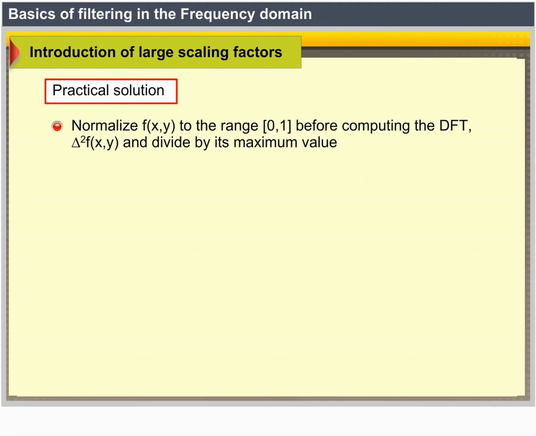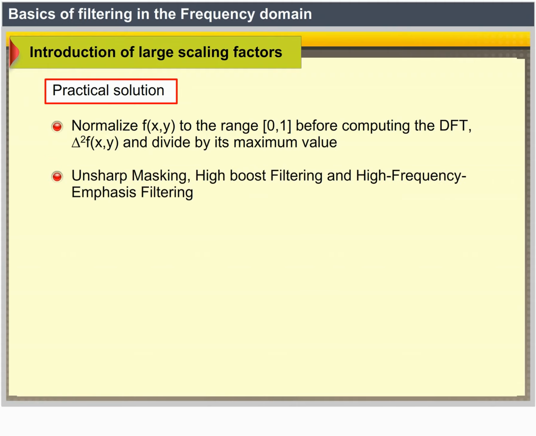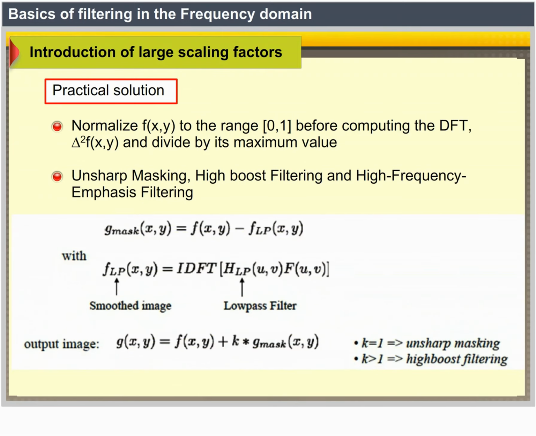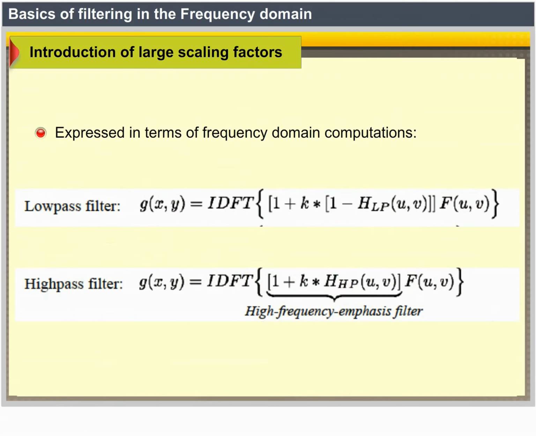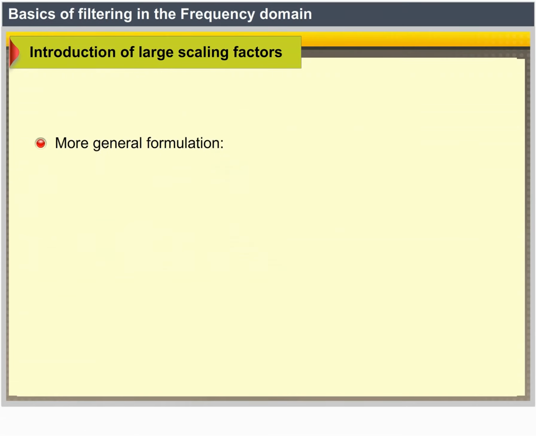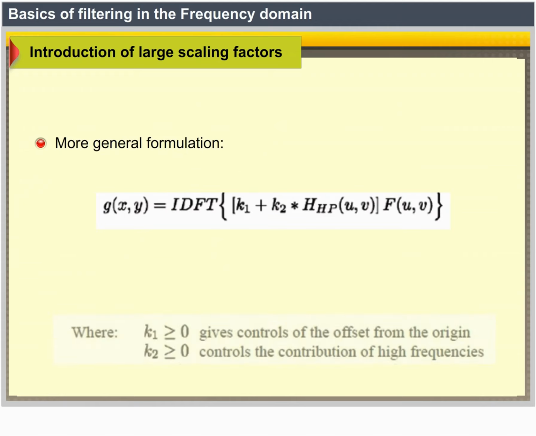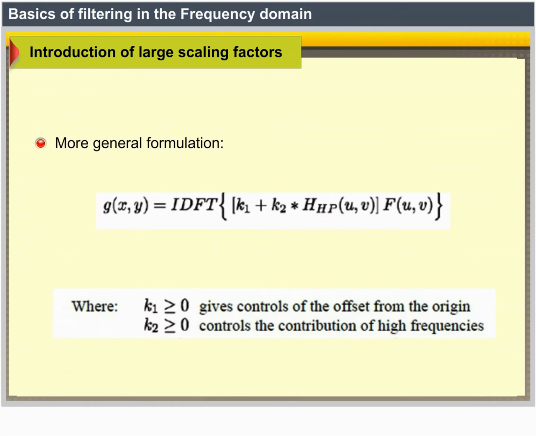Unsharp masking, high boost filtering and high frequency emphasis filtering. The equations are shown on screen, where k equals 1 is for unsharp masking and k greater than 1 is for high boost filtering. Expressed in terms of frequency domain computation, the low-pass filter and high-pass filter equations are shown on screen. A more general formulation is also given, where k1 greater than or equal to 0 gives control of the offset from the origin, and k2 greater than or equal to 0 controls the contribution of high frequencies.